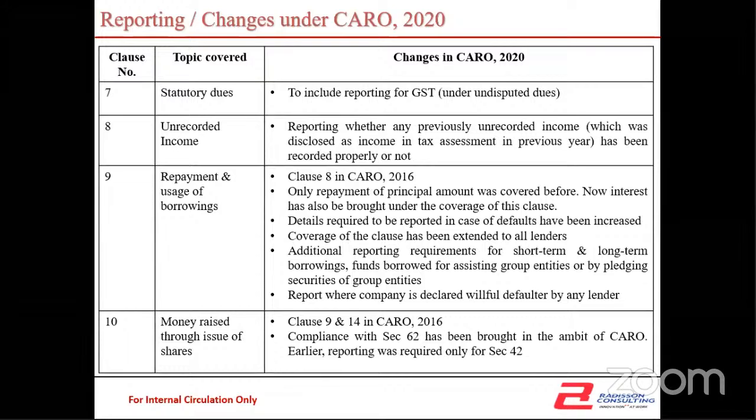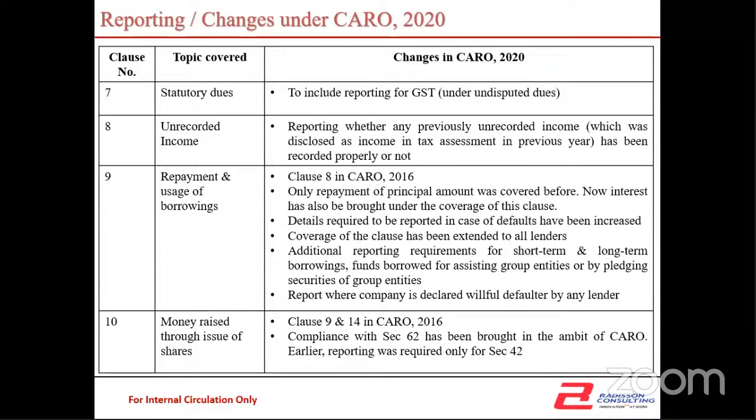Next point, details required to be reported in case of defaults have been increased. Earlier, only limited details were required to be reported. Now, the auditor is required to specifically mention the nature of borrowing, the name of the lender, the due date, whether the amount is principal or interest, the number of days for which it has remained unpaid, and also any specific remarks that the auditor wants to give.